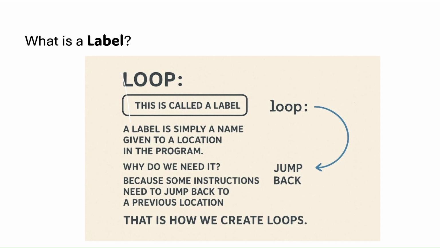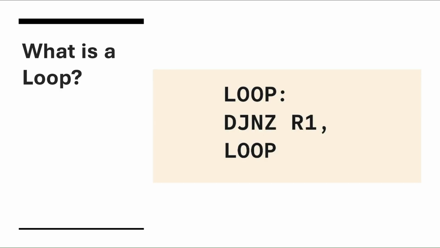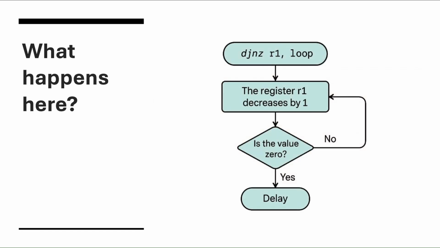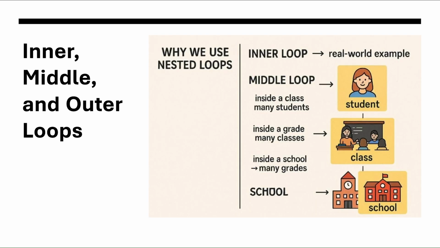What is a loop? Now think about this code. Loop: DJNZ R1, loop. What happens here? The register R1 decreases by 1. If the value is not 0, the program jumps back to loop. So the instruction repeats again and again. This repetition creates delay.